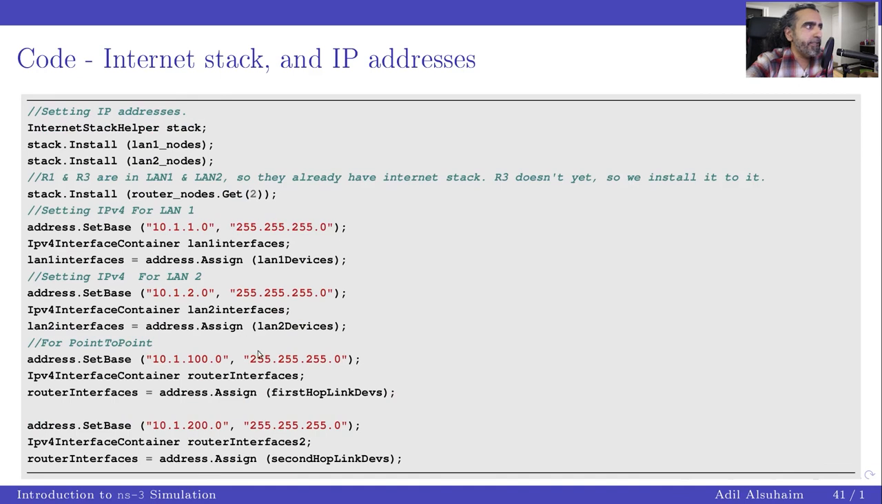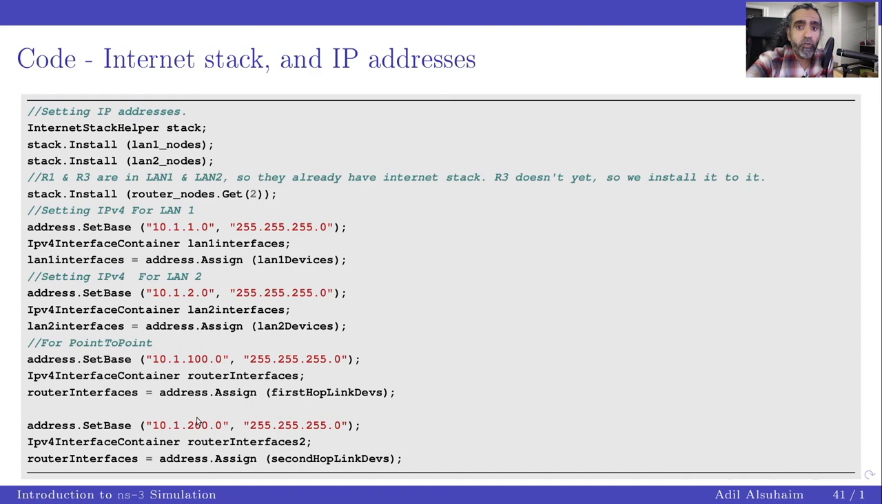And basically the rest is setting up IP addresses. So for LAN 1, I'm going to give it this prefix. For LAN 2, I'm going to give it this prefix with 2 here. Between the routers, I'm going to give it that 100 between the first 2 routers, and between the second 2 routers, I'm going to give it a 200 prefix. And that gives them IP addresses.